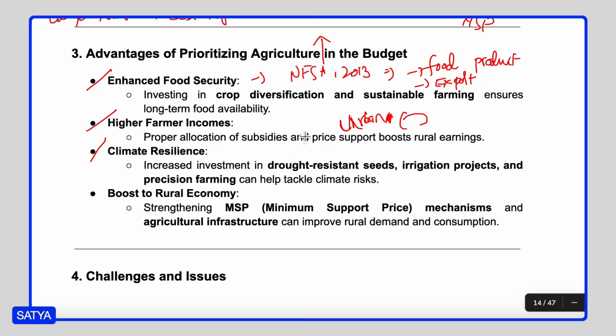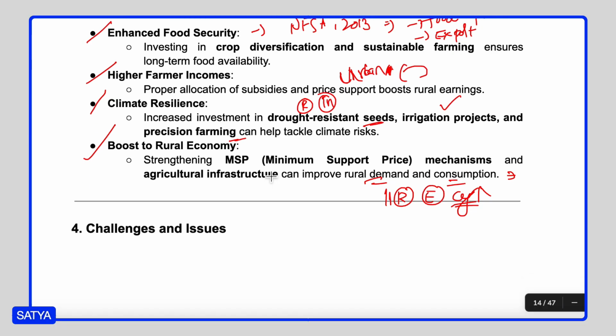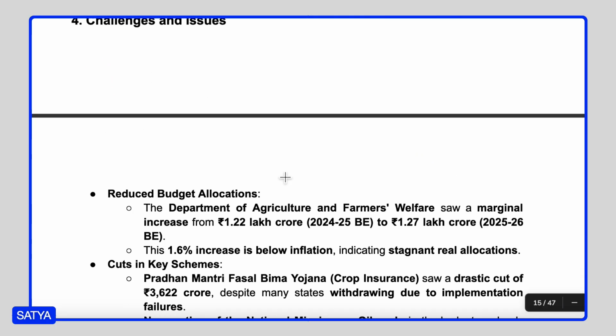Climate resilience. If you want to do R&D, make investments in climate-resilient or drought-resistant seeds, enhance irrigation projects, and implement precision farming technology. For this, we need some allocations. That's why it is very important in the budget, and to boost the rural economy. If you give MSP and agriculture infrastructure, we can also improve rural demand and consumption, finally leading to a rural economy growth cycle. It generates growth. So this is the advantage if you give higher allocation to agriculture in the budget. There are some challenges and issues.